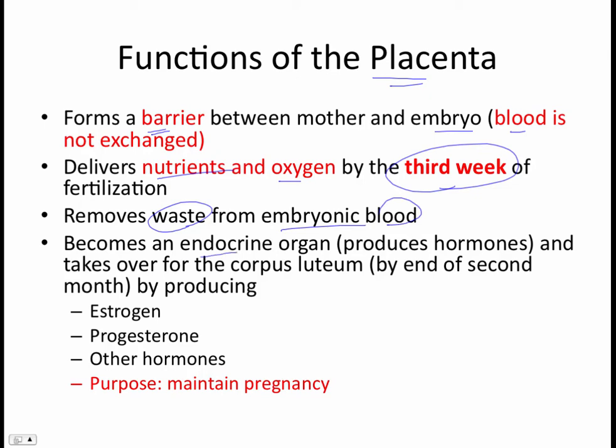It also becomes an endocrine organ by taking over for the corpus luteum to maintain the inner lining of the endometrium by the second month, by producing estrogen and progesterone. Remember, both of these are also needed for the basic building block of the entire endometrium, and also to maintain pregnancy. Another very important function of progesterone is that it also helps to reduce the amount of contractions of the endometrium.